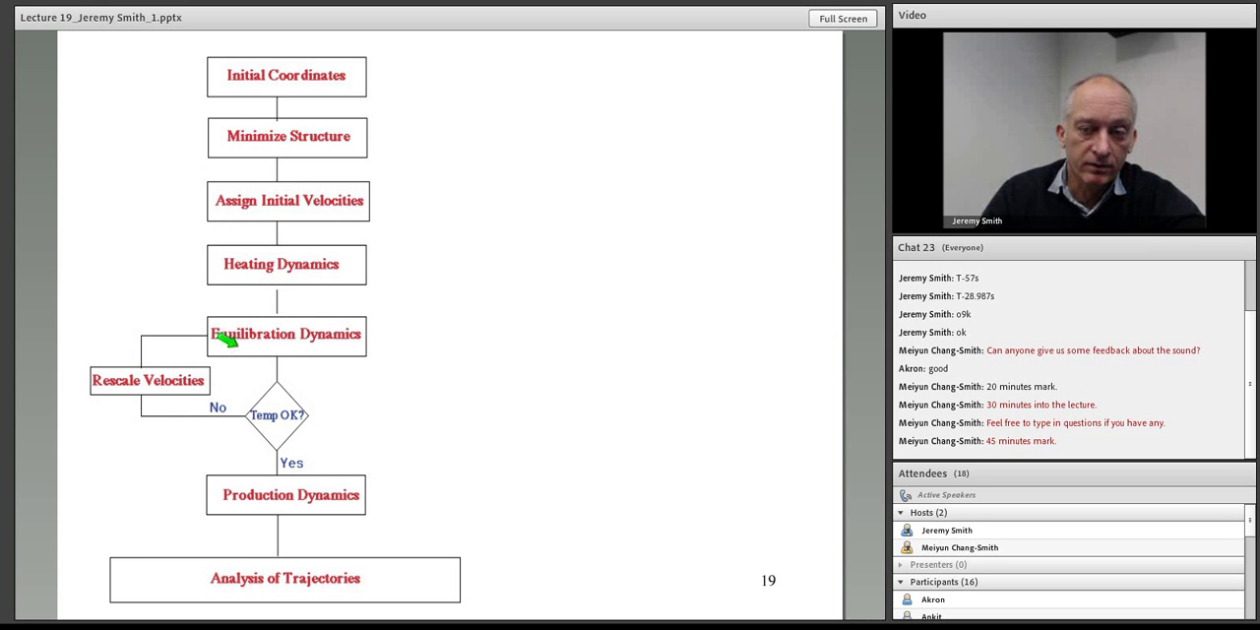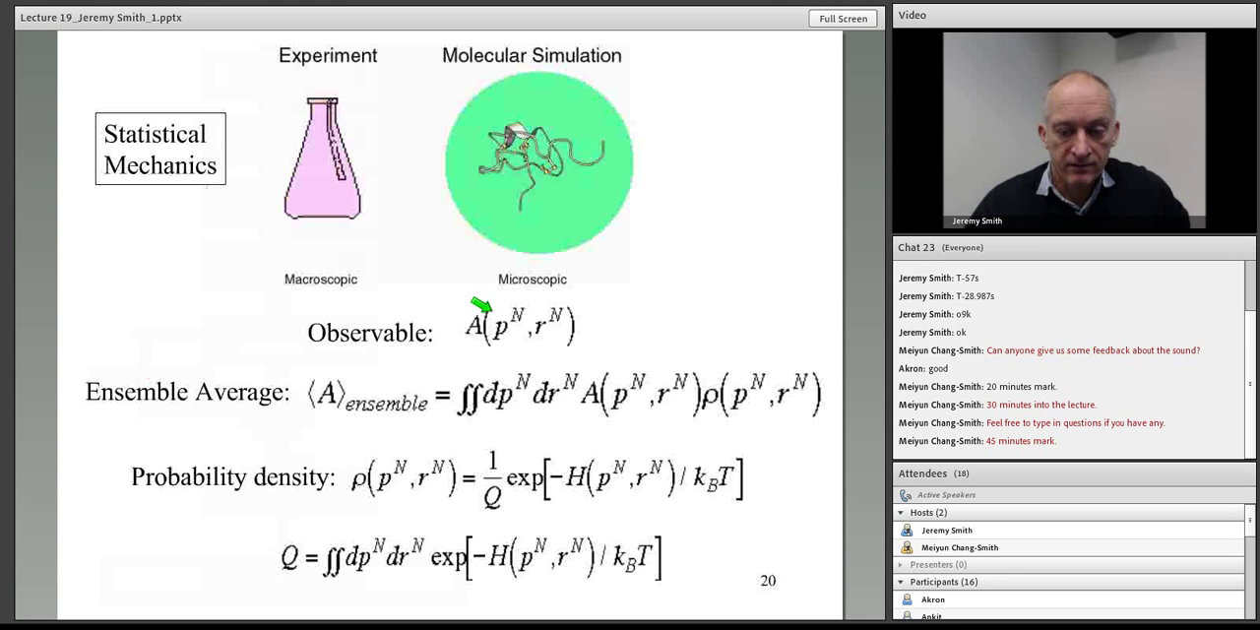Gradually heat it up. Equilibrate the system by taking out temperature until one has an equilibrated potential energy, and then production dynamics over which one calculates the quantities one is interested in. That's typically what one does. And this I will skip over. It's a general description of how one takes a molecular simulation and uses techniques of statistical mechanics to calculate some macroscopic observable.